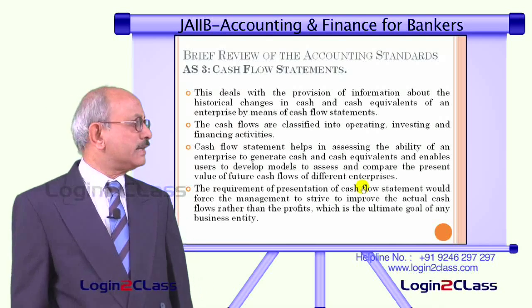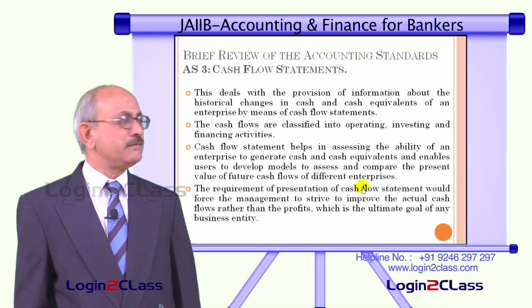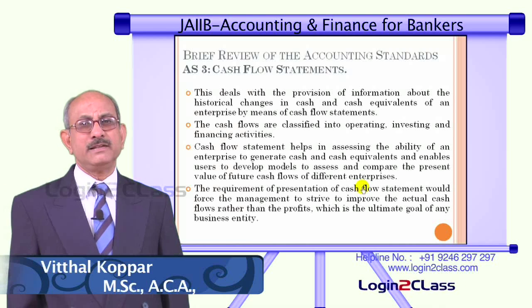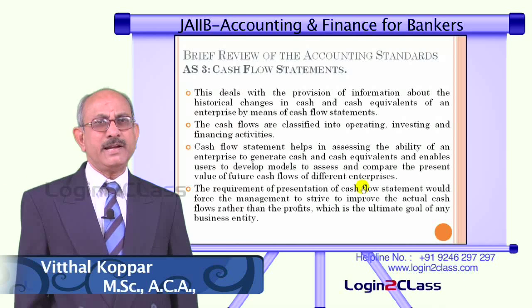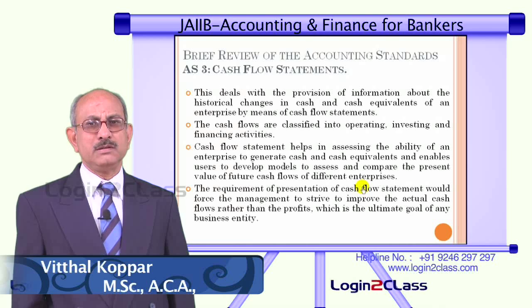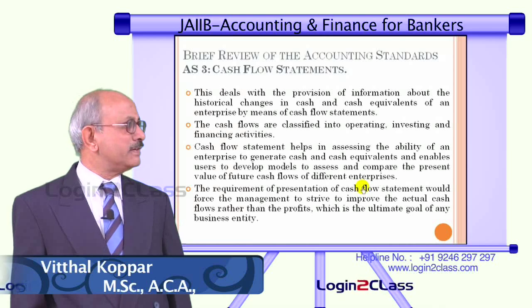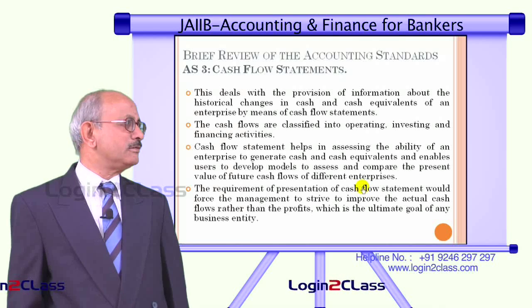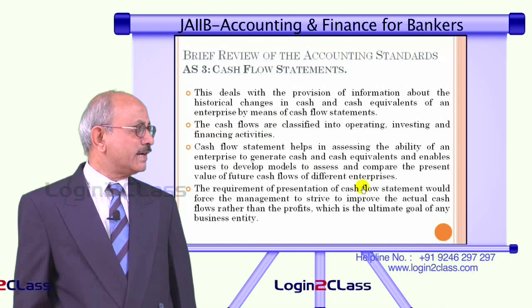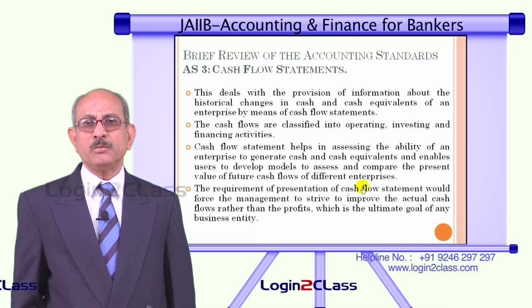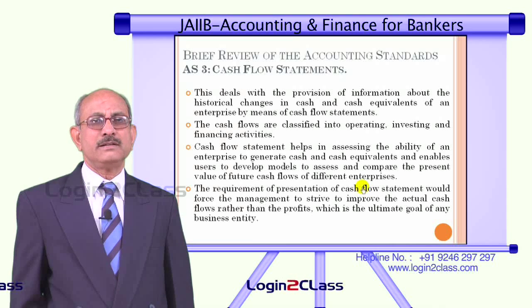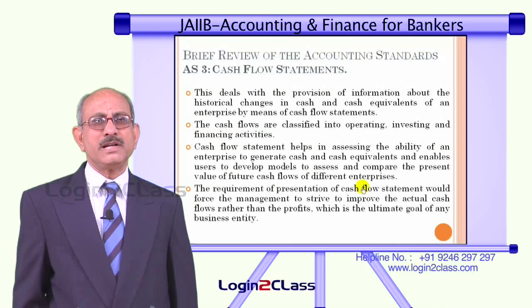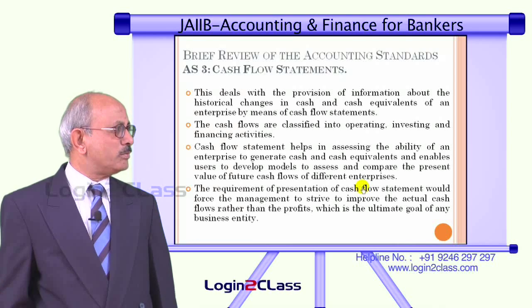The cash flows are classified into 3 kinds of activities. One is the operating activities, second is the investing activities, third is the financing activities. As I was saying, operating activities relate to the actual business of the entity. For example, if it is a manufacturing concern, anything related with the manufacture of the product, sale of the product is treated as an operating activity. In the case of a bank, the operating activity naturally is the acceptance of deposits, lending of money, remittance of funds, etc. These are the normal activities of the bank. So they are classified into operating activities.